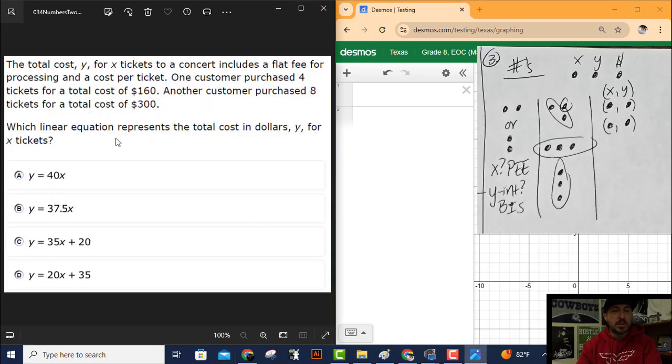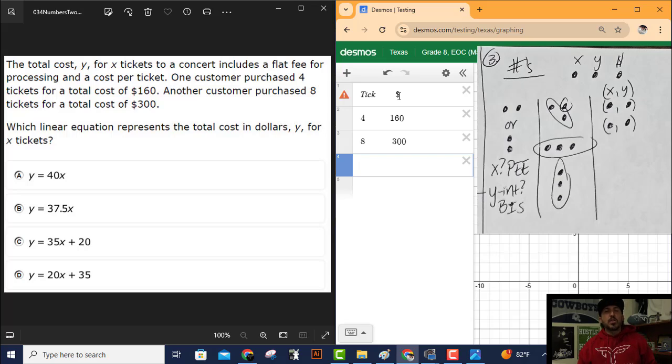All right, this guy, total cost. I see a 4, and it's talking about tickets. So I'm putting a tick right there, putting a 4 underneath him. Then I see a dollar sign, so I'm putting dollars here, and that is 160. And then I see an 8 for tickets. Then I see a 300 for tickets.